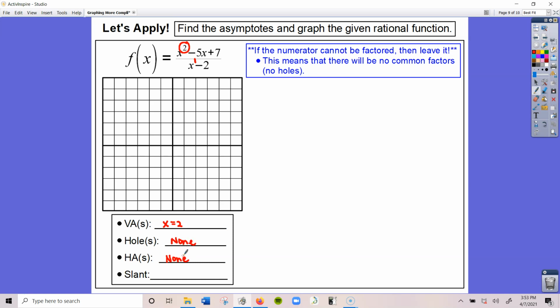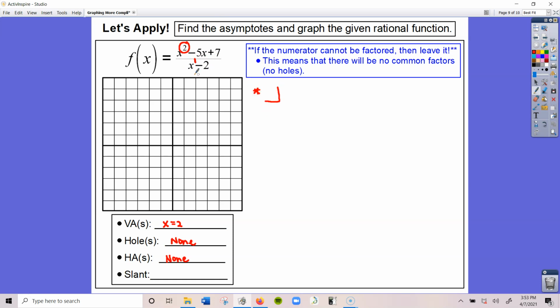But if you ever have no horizontal asymptote, you want to see, is it possible that we have a slant? The degree of 2 is exactly 1 more than 1, so that means that we do have a slant. So we are going to have to divide x squared minus 5x plus 7 by x minus 2. So we're going to use synthetic division.